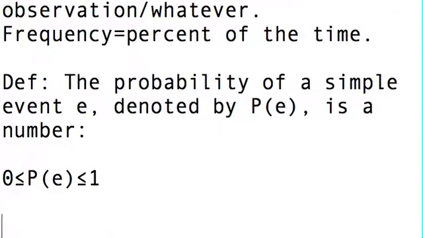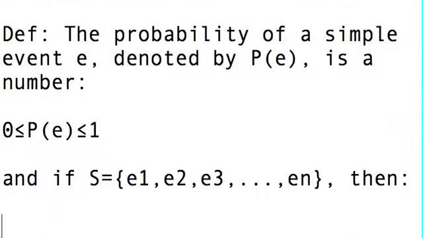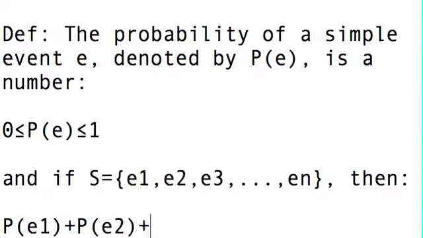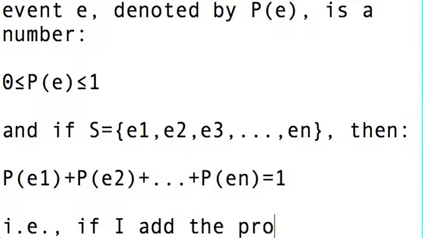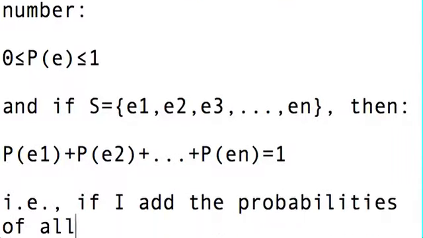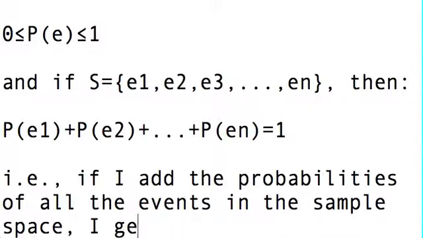And also, if the sample space is equal to E1, E2, E3, all the way up through, say, E sub n, then if I take P of E1 plus P of E2 plus all the way out to P of En, if I add up all the probabilities, I get 1. If I add the probabilities of all the events in the sample space, I get 1.